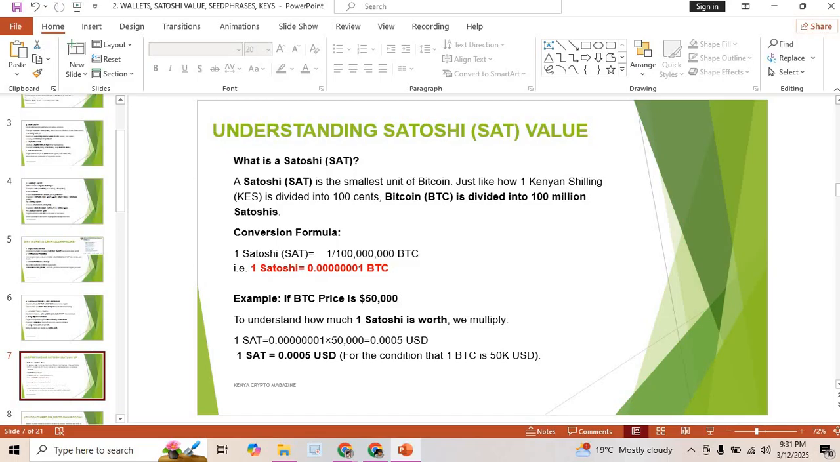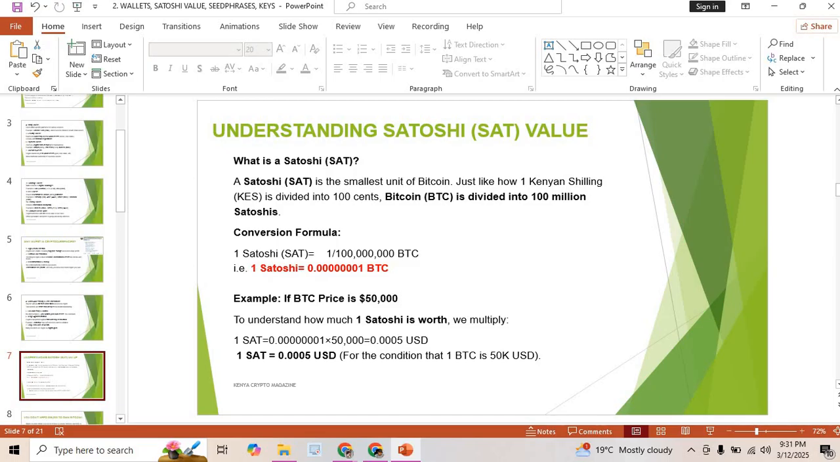Who can guess where this name came from? Satoshi value. Let's have Evans. Evans, your hand is up. Yeah, I think from the founder of Bitcoin. Founder of Bitcoin. Yes, let's appreciate Evans. Yes, the founder of Bitcoin.